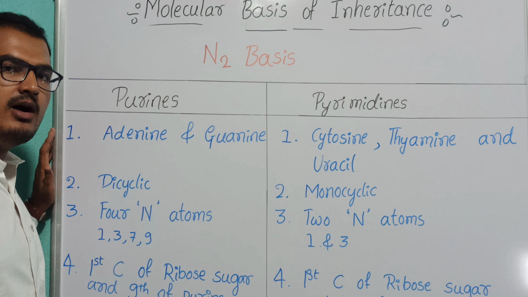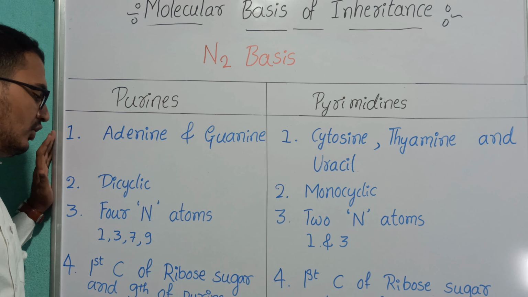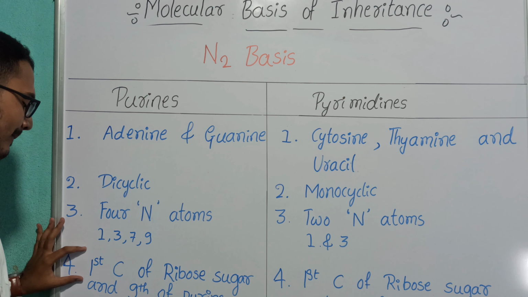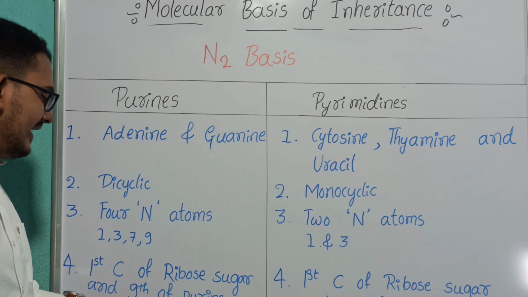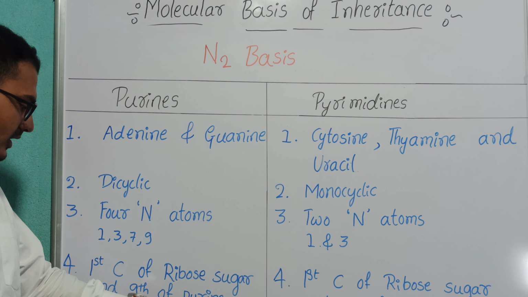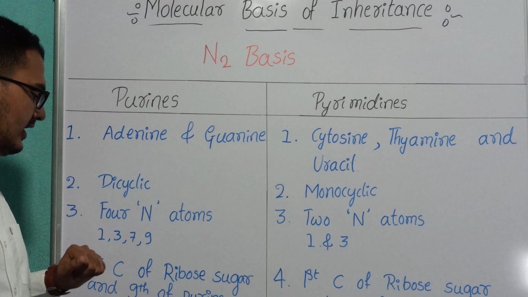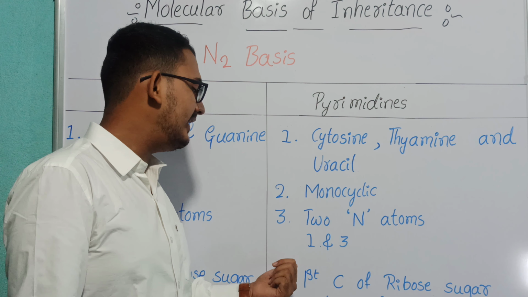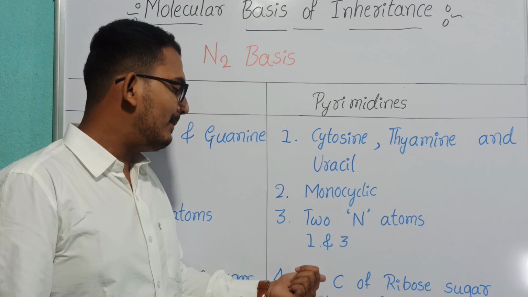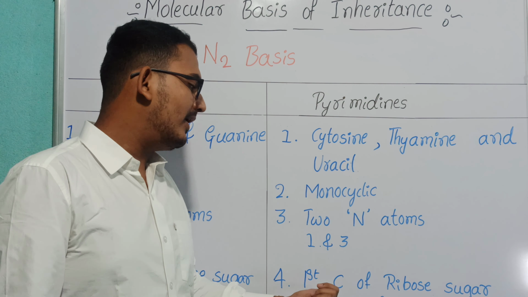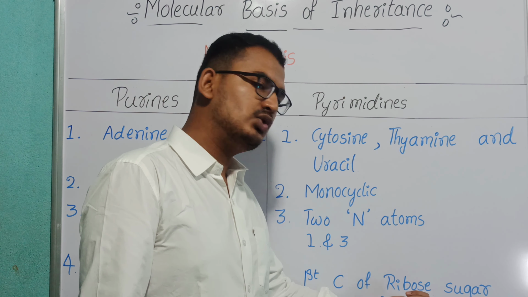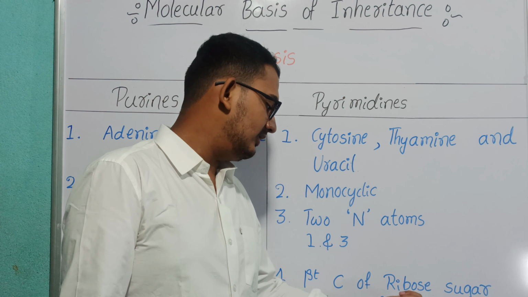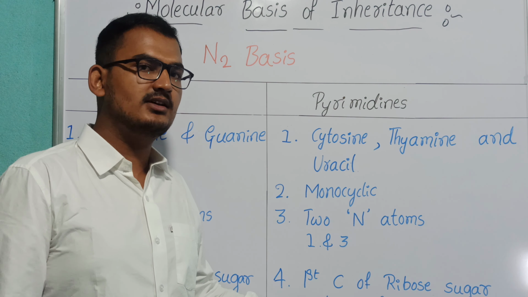The glycosidic bond that forms with the pentose sugar takes place between the 1st carbon of pentose sugar and the 9th position of purine. At the 9th position, we can see a nitrogen atom in case of purines. Glycosidic bond formation takes place between pentose sugar and pyrimidines at the first carbon of pentose sugar, or ribose sugar or deoxyribose sugar, and the first position of pyrimidine. At the first position of pyrimidine we can see a nitrogen atom.